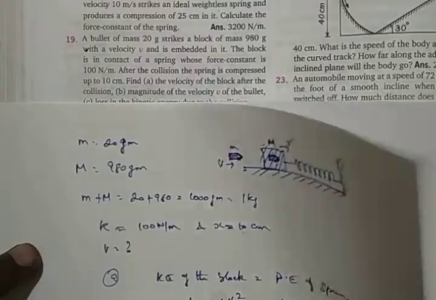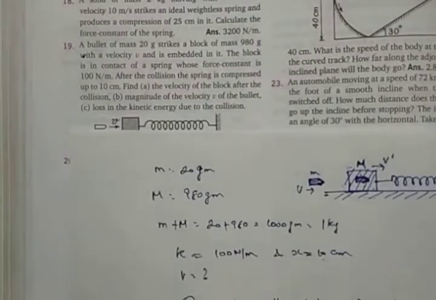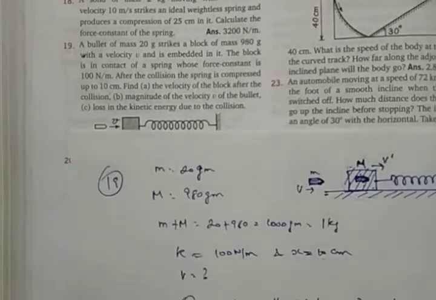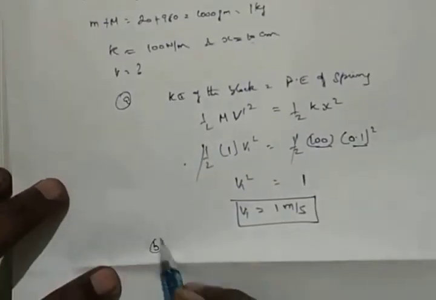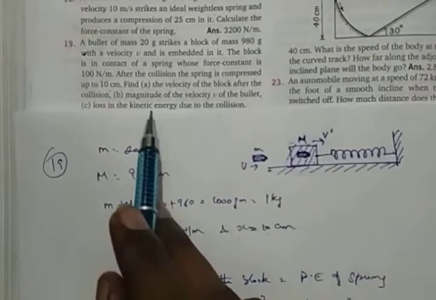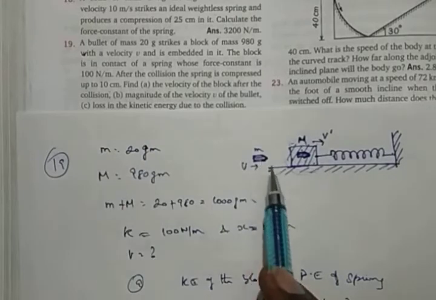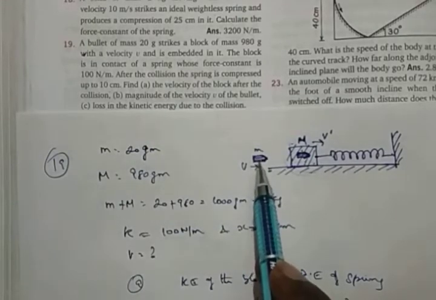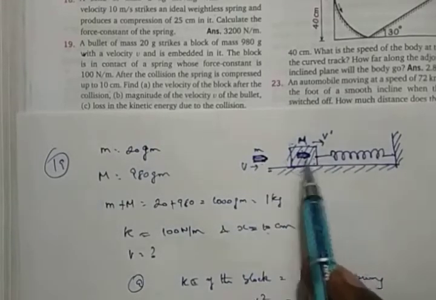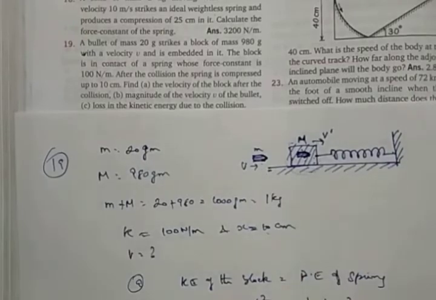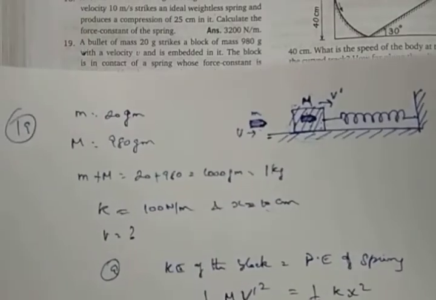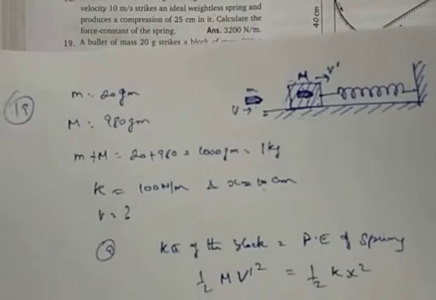B part. Now we are doing question number 19. B part of the question is the magnitude of the velocity of the bullet. Now how do you find this one? You need to conserve the momentum. Momentum conservation you need to do. Once we do the momentum conservation, you'll be able to do this one clearly.